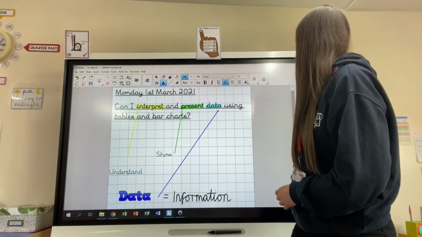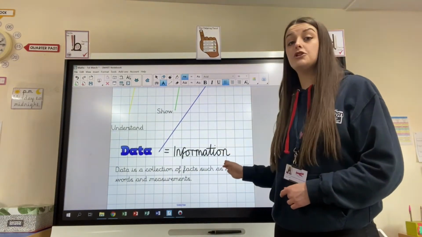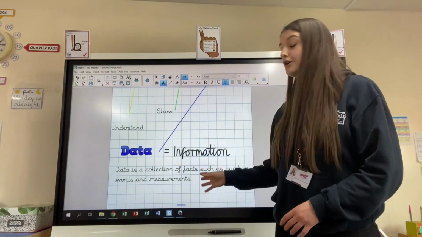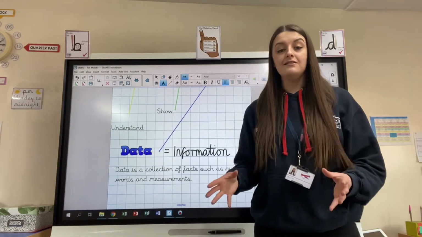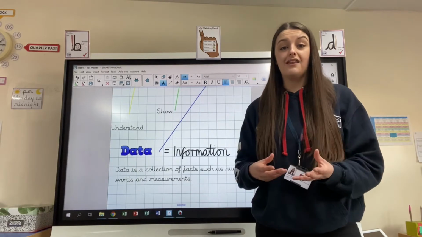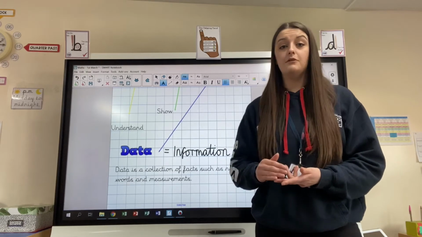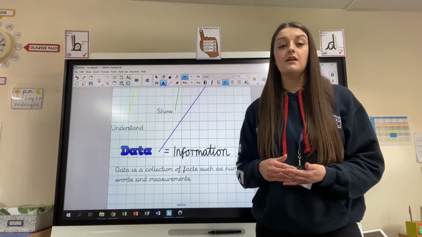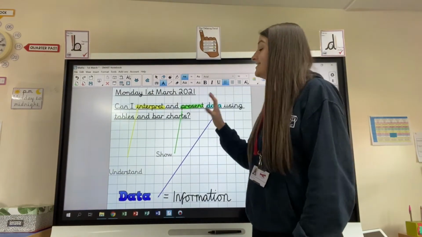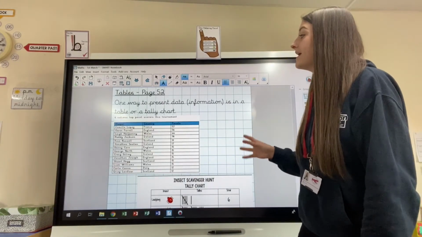Now, data. I've just mentioned data. It's a funny word, but it just means information, okay? It's a collection of facts such as numbers, words and measurements. And we can handle that information by recording and gathering it and presenting it in different ways, such as in pictograms, tables, bar charts or in tallies. So we're going to look at 2 of the ways of recording, gathering and presenting data today. The 2 ways that we're going to focus on are tables and bar charts.